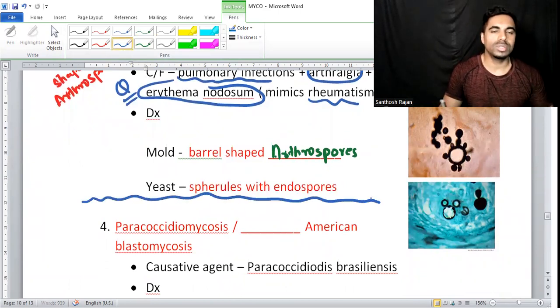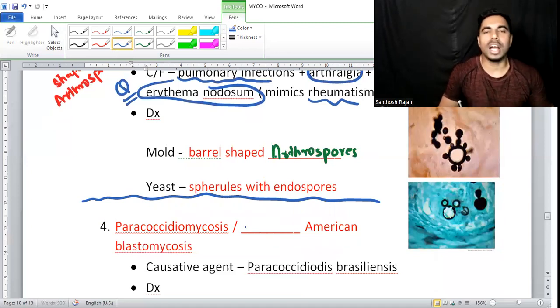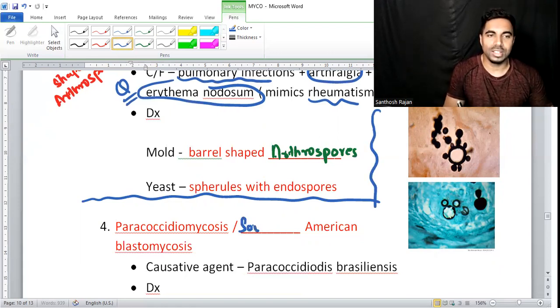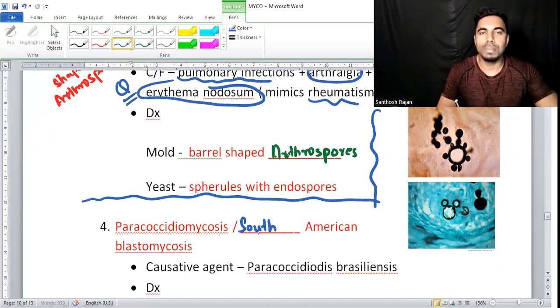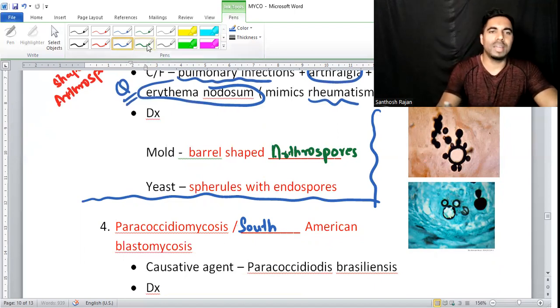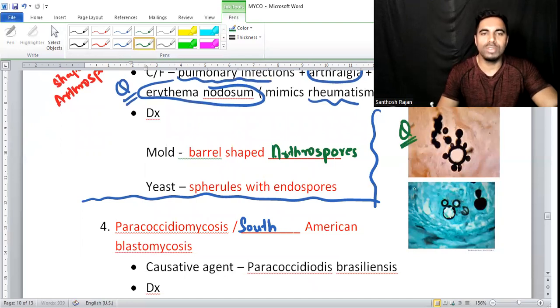Now, paracoccidioidomycosis. Remember, the other name for paracoccidioidomycosis, as I told you, is what? South American blastomycosis. North American is the original blastomycosis. South American we are calling it. Okay, South American blastomycosis. Now, before going to that, the causative agent is Paracoccidioides brasiliensis. Okay, important is the structure. They have repeated this several times. You can ask your seniors, colleagues, or whoever has been given this question.